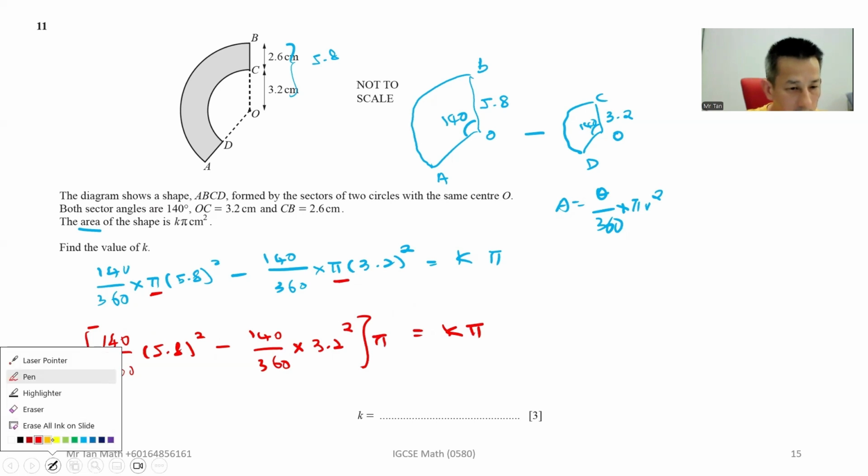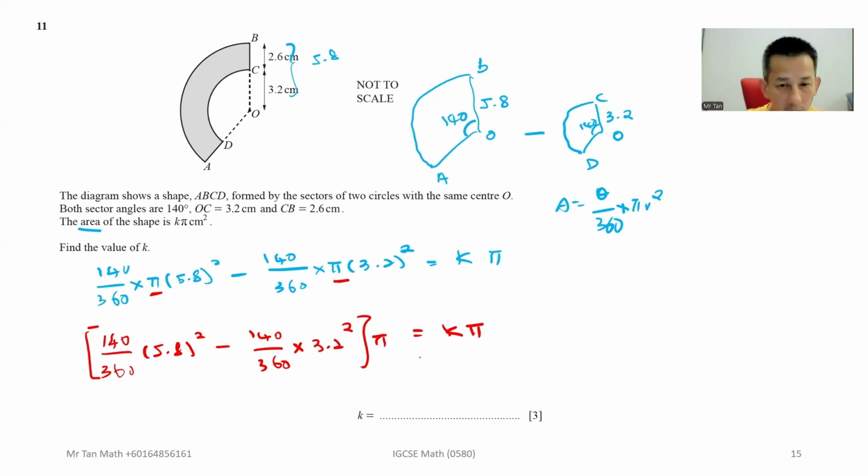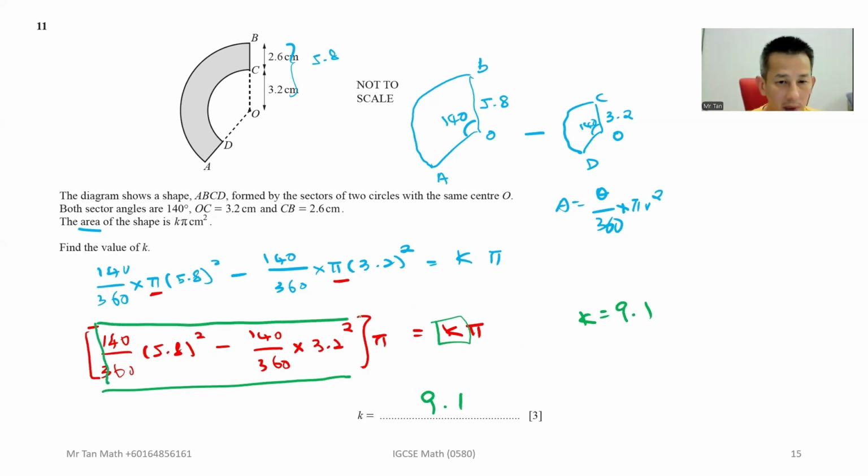So from here, your K should equal to this. Just calculate. When you calculate, your K should equal to 9.1. Just ignore the pi, don't calculate with the pi.